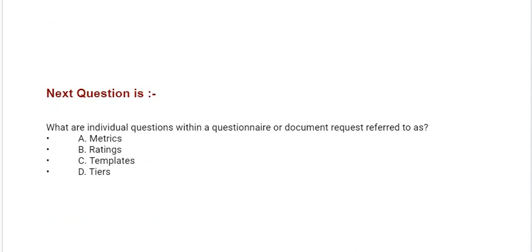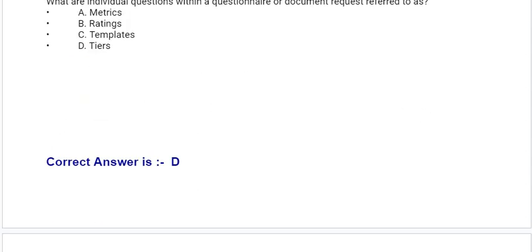Next question is, what are individual questions within a questionnaire or document request referred to as? Option A. Metrics. Option B. Ratings. Option C. Templates. Option D. Tiers. Correct answer is option D.